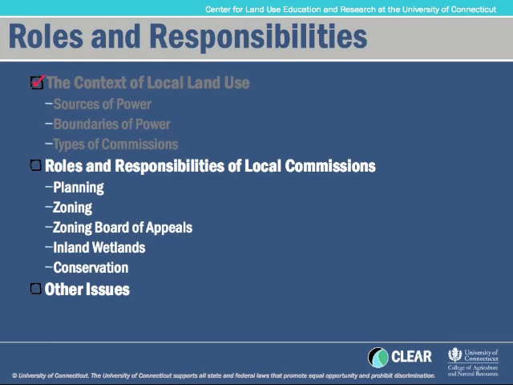So the rest of these video broadcasts will focus on the individual commissions, and these will be divided by each one of these. I encourage you to go through them all, but at the very least, listen to the commission that you're serving on, and then try to go down to the last section looking at other issues that really apply to all of these commissions.